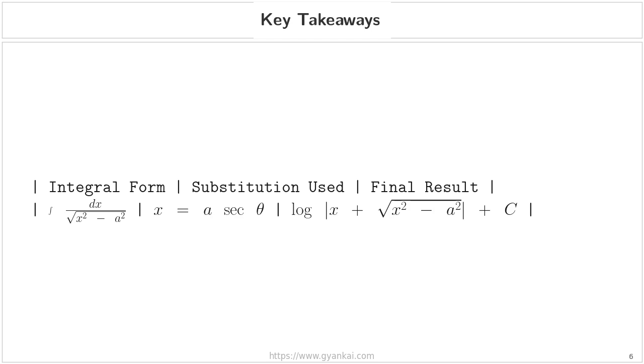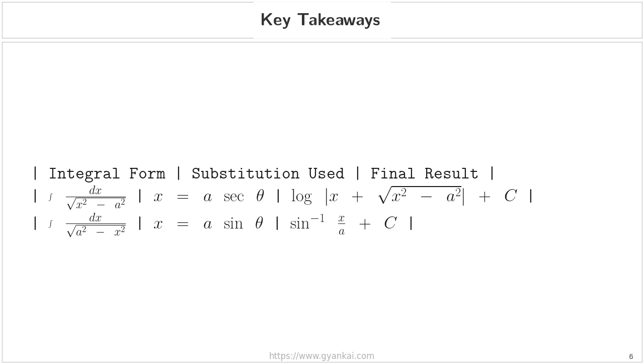The first row shows the integral of 1 over the square root of x squared minus a squared. We said earlier that this form appears when you have a difference under the radical. To solve this, we use the substitution x equals a secant of theta, that is, x equals a sec theta. And after carefully working through the trigonometric substitution and simplification, we arrived at the result: the natural logarithm of the absolute value of x plus the square root of x squared minus a squared, plus our constant of integration, c.